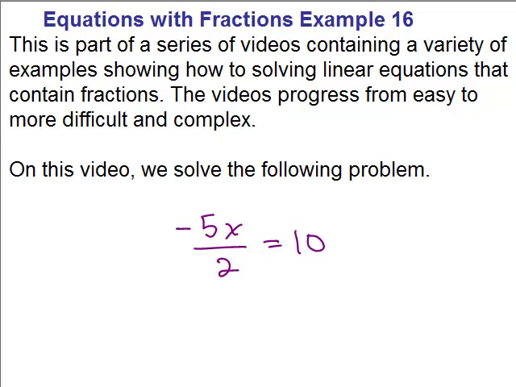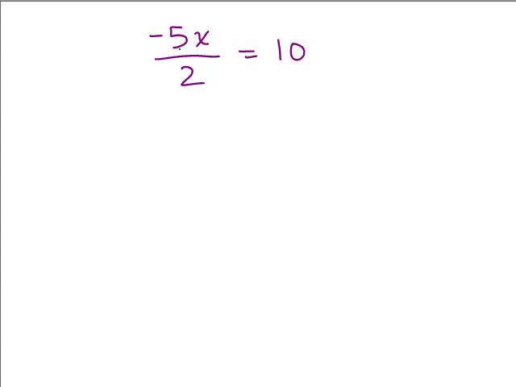This is example 16 of solving an equation that has a fraction in it. This is a more basic one still. So here's the problem. Negative 5x over 2 equals 10. Again, there's more than one way to solve this.